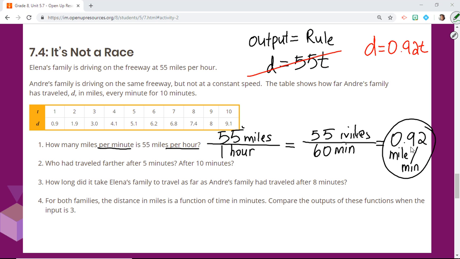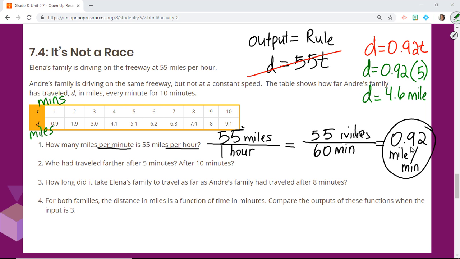So let's look at Elena. After 5 minutes, Elena has traveled, remember she's going 0.92 miles per minute. So after 5 minutes, it would be d equals 0.92t, but we know our t, right? T, we're talking about time in minutes. So t is minutes, and we're going to substitute 5 for t. And again, you just put all that into your trusty calculator. 0.92 times 5, you get 4.6. But remember, distance is miles.